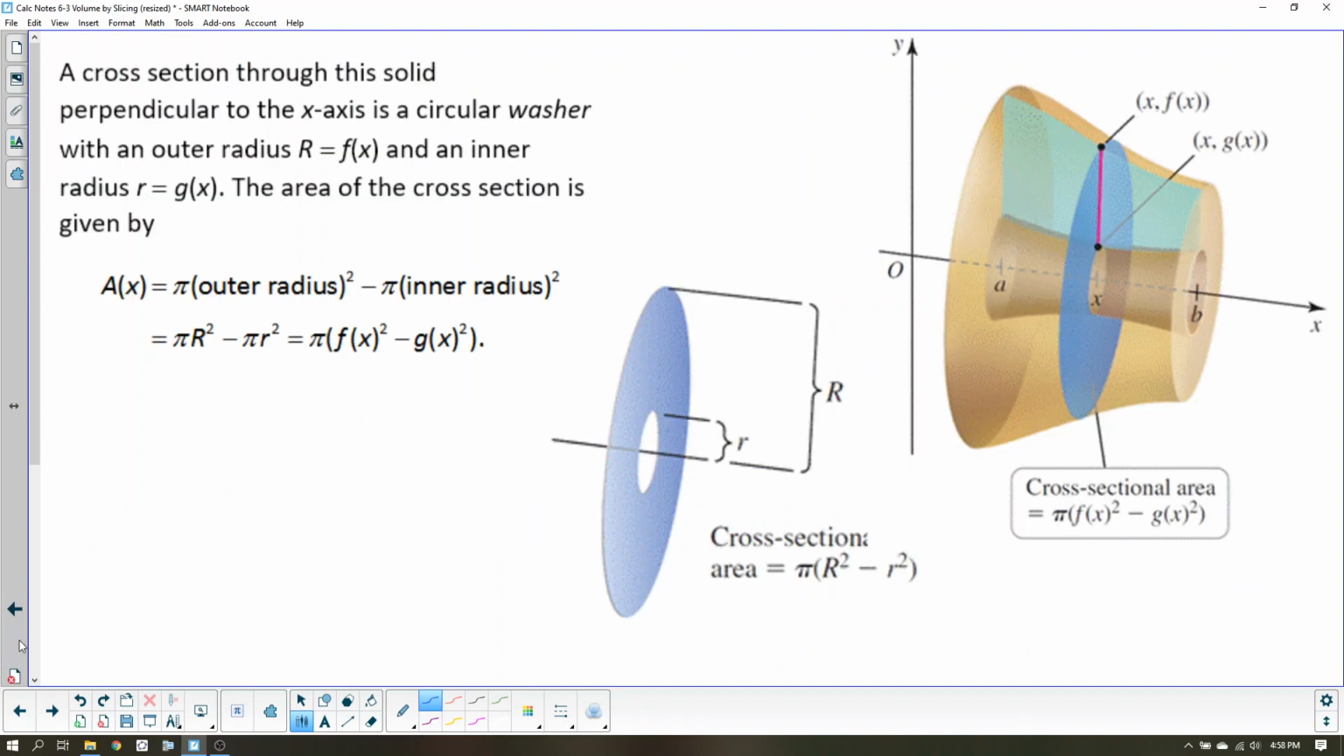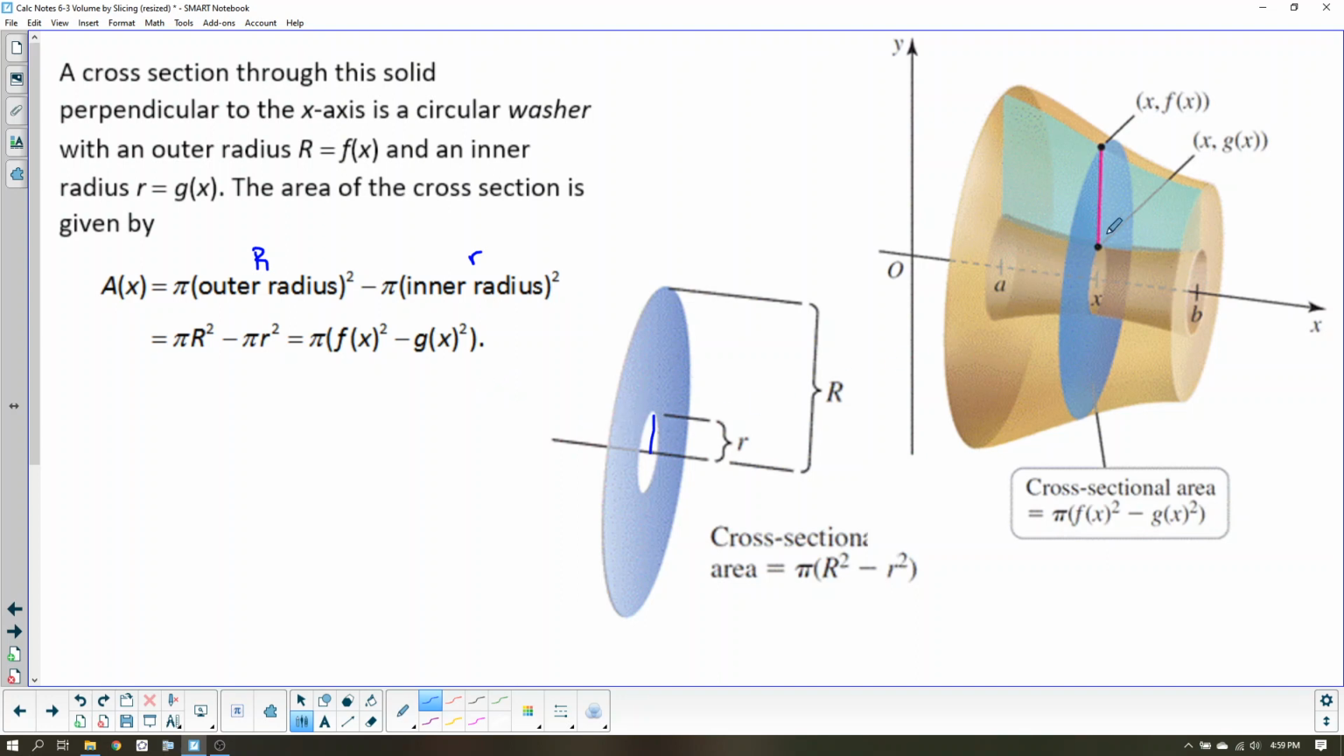Now, the basic process is really the same as before. We just need to find the general cross-sectional area. We need the area of this washer. For any washer-type region, you can find the area by finding the area of the big circle, which in this case would be pi times the outer radius, or the big radius, which I'm calling capital R, squared. Then you find the area of the inside circle, which would be pi times the inner radius, which I'm calling little r, squared. If you take the difference of those two circles, the big circle and the small circle, that gives you the area of that washer, our cross-sectional area.